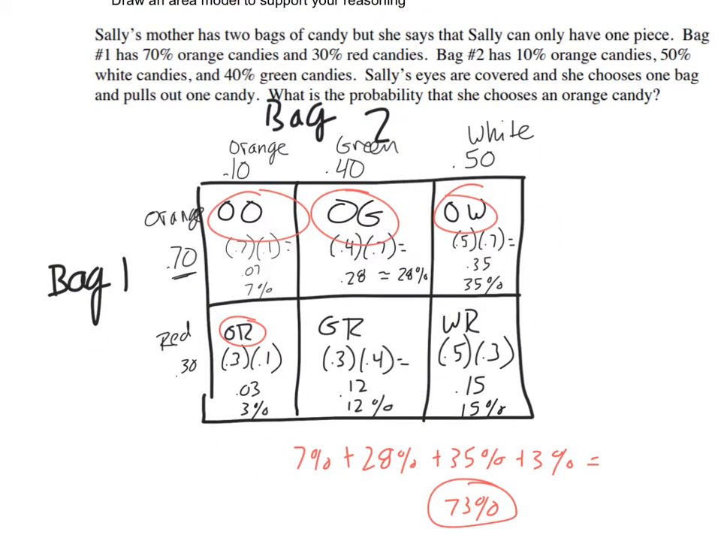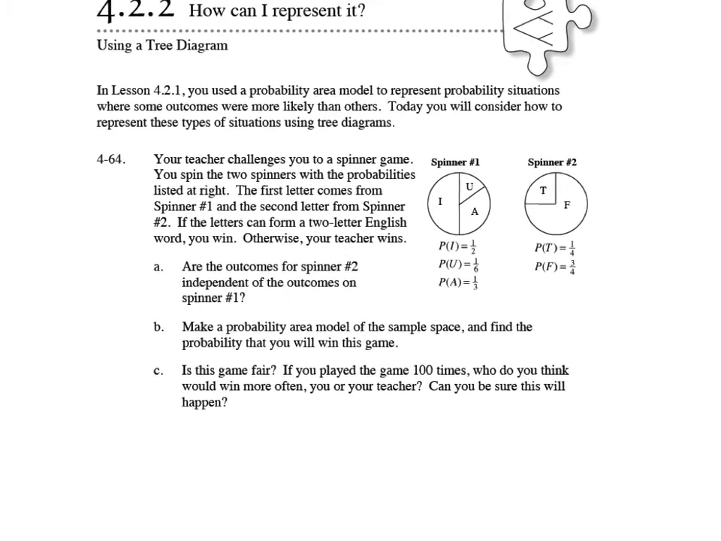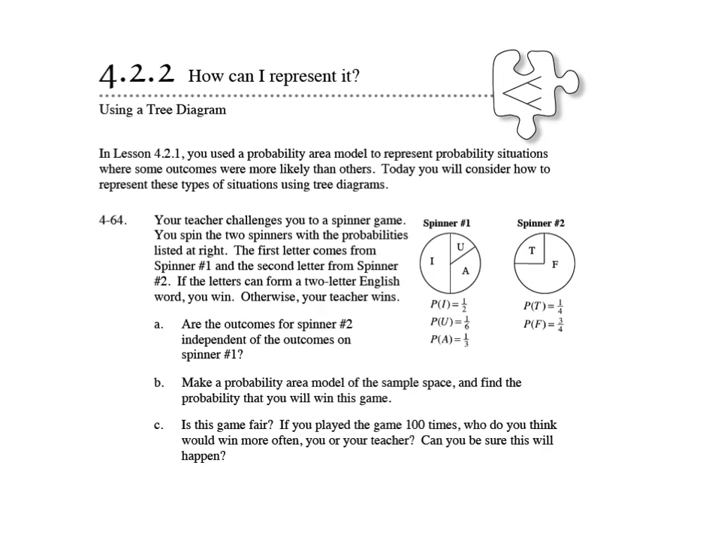And so today we're going to expand upon that a little bit further, but I'm going to show you another method that we can also use to help us determine the probability of a given event. So we're going into problem 464 in lesson 4.2.2. It says using a tree diagram. In the previous lesson we used an area model to represent probability situations. Today we're going to consider how to represent those using what are called tree diagrams.